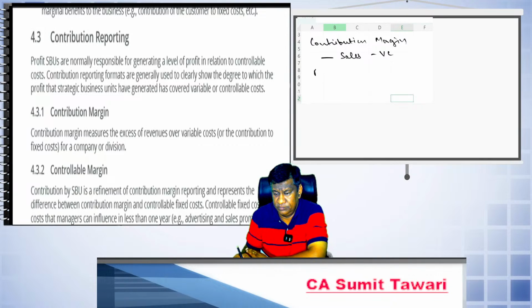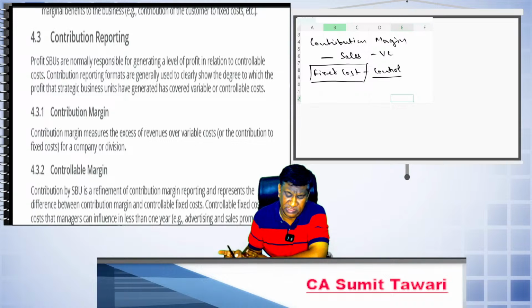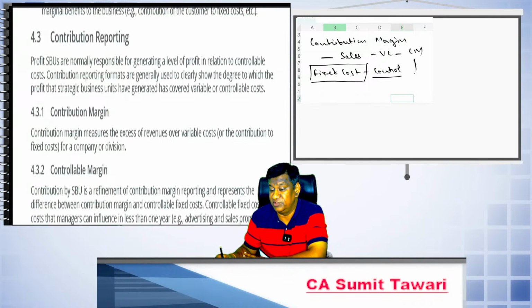Because gross profit includes the fixed cost as well. Yeah, it is the fixed cost, which you cannot control. So as you cannot control it, that cannot be the measure of efficiency or performance. That's why we generally consider the contribution margin as a KPI.